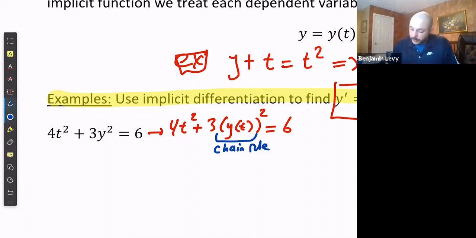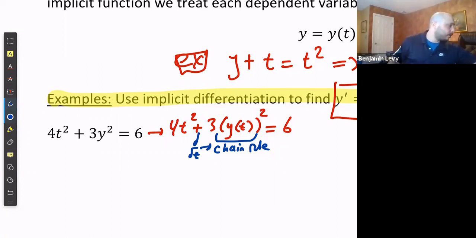Because we're doing d over dt. If we were doing d over dy, it would be a power rule, but we're doing d over dt, and we're assuming y has some t that's hidden in it, like it's a function of t, but we don't know exactly what that explicit function is. And so we're going to implicitly assume it has a t in there and use the chain rule. That's sort of the general setup on this first one.